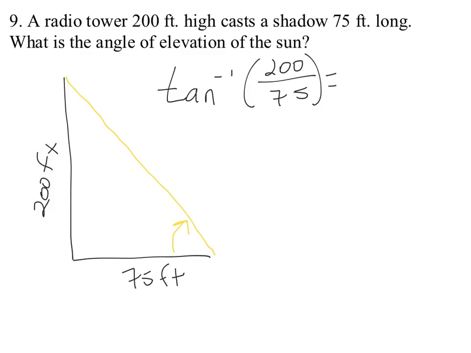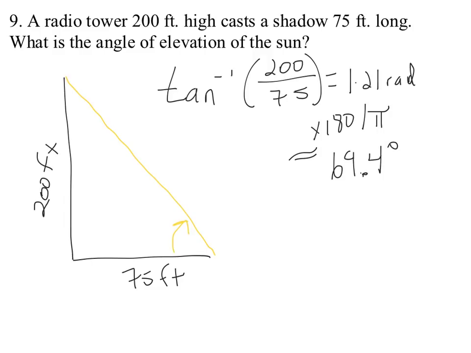And the radian I get here is 1.21 radians. And then when I convert that to degrees, I get times 180 divided by pi. I get approximately 69.4 degrees. And that would be my angle of elevation.